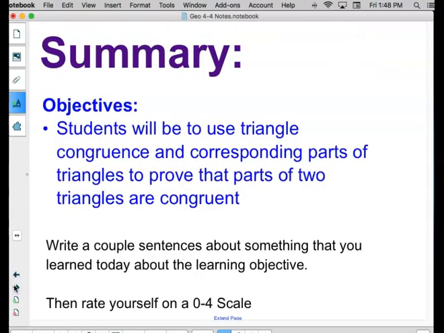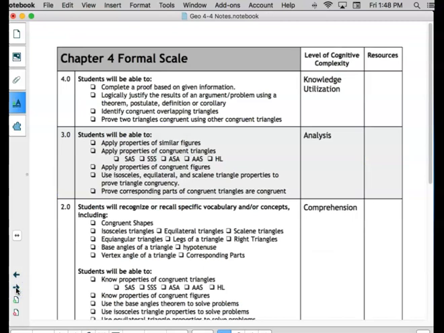Now, our summary. Objective: students will be able to use triangle congruence and corresponding parts of triangles to prove that parts of two triangles are congruent. Please write a couple sentences about something that you learned today about the learning objective, then rate yourself from 0 to 4. But please keep in mind, this is day 4 and section 4, and we should be able to check off quite a few things from our chapter 4 formal scale. So start checking things off as you're looking it over and see where you're at with the things you already know and the things you've yet to know.